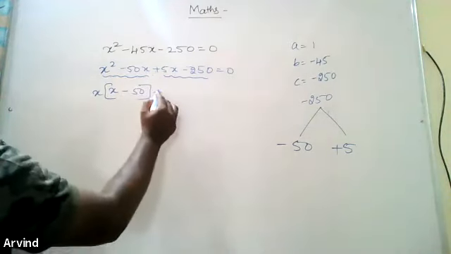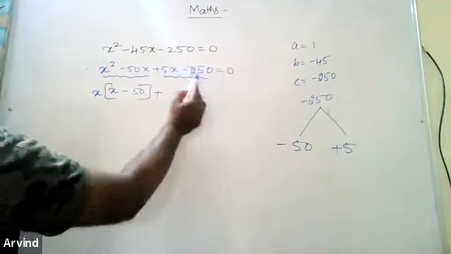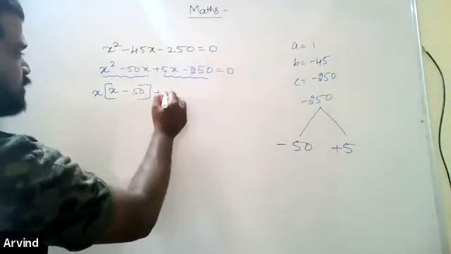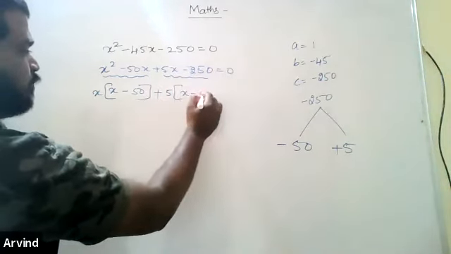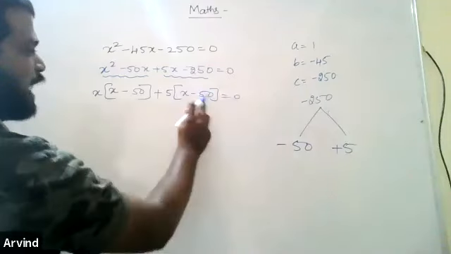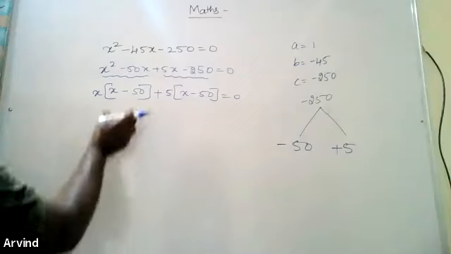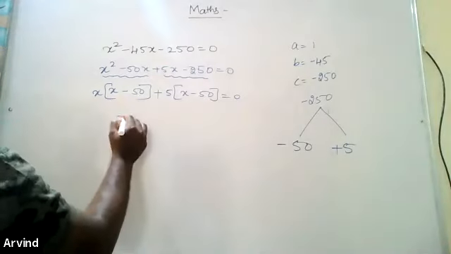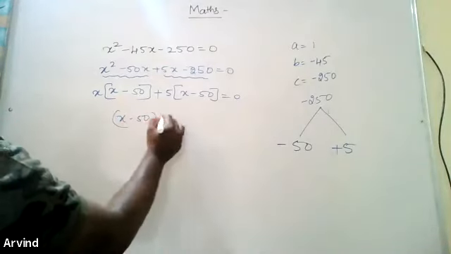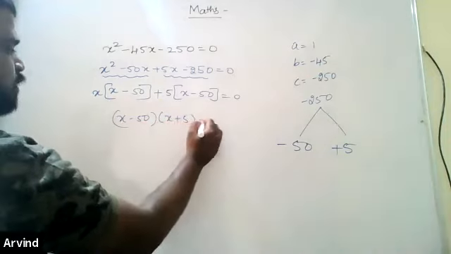Next, whatever sign is here, write that itself. Between 5 and 250, obviously 5 is the number that is common, so you'll be left with x minus 50. Why x minus 50? 5 into 50 will give you 250. So here there is x minus 50, and here also there is x minus 50. Write it once. The remaining thing, x plus 5, is equal to 0.